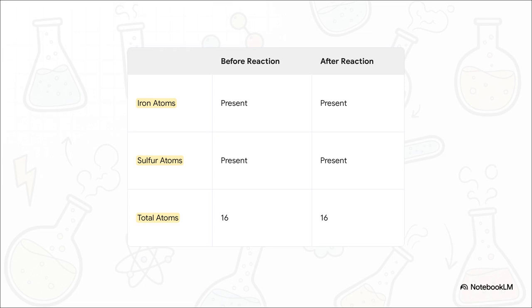Just look at this example of making iron sulfide. Before the reaction, we start with a set number of iron atoms and sulfur atoms, 16 in total. Now look at the after column. We still have exactly 16 atoms. They've just hooked up in a new way to form a totally new substance. In chemistry, the books always have to balance.